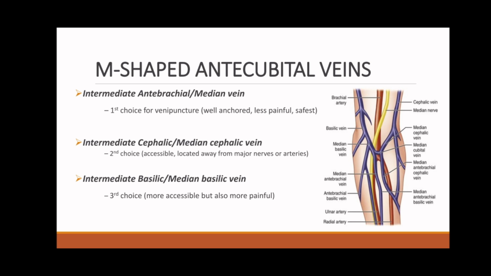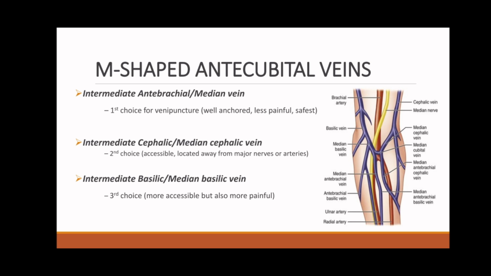Let's discuss further the veins that form the M-shaped vein distribution pattern. This includes the cephalic vein, intermediate cephalic vein, intermediate antebrachial vein, intermediate basilic vein, and basilic vein. The veins most commonly used for venipuncture in this distribution pattern are described as follows. The intermediate antebrachial vein, which is also commonly referred to as the median vein, is the first choice for venipuncture in the M-shaped pattern because it is well anchored. This one tends to be less painful and is not as close to major nerves or arteries as the others, making this vein generally safest to puncture.